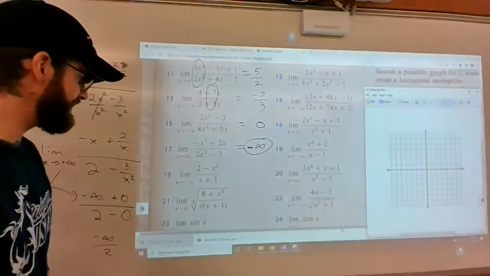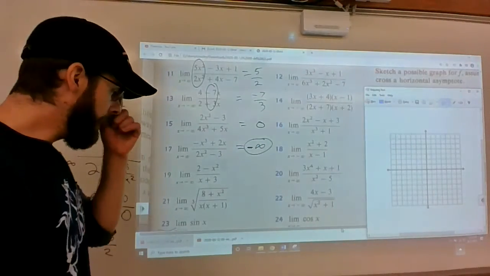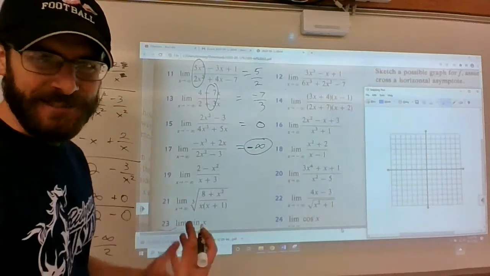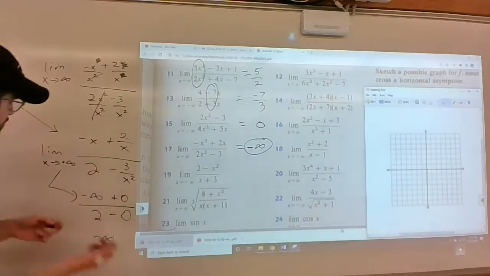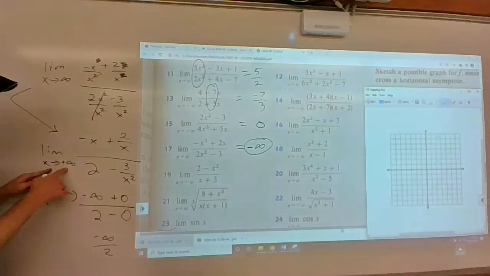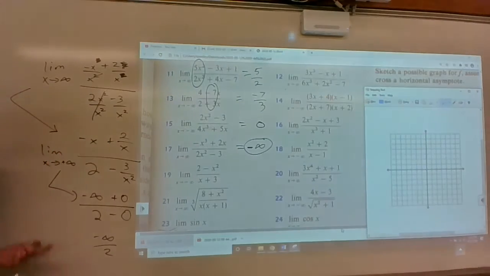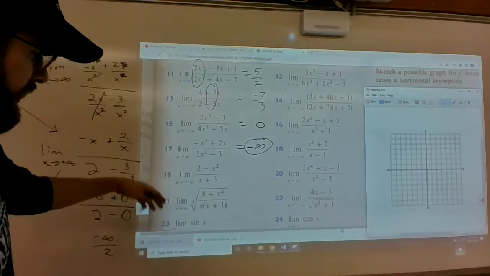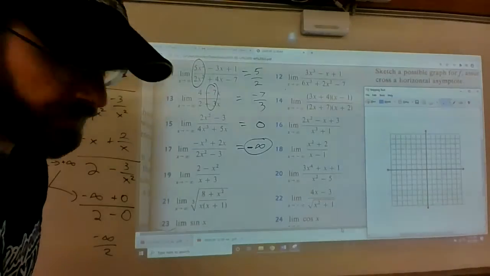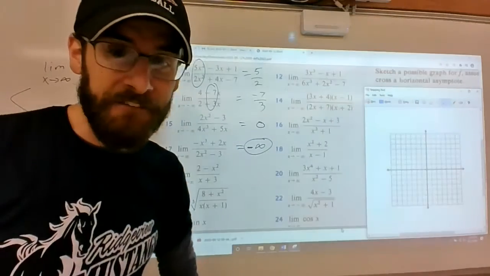Now you can do number 19 pretty much the same way. Plugging in negative infinity, you would just use the rules of a negative creates a positive. Okay, so I won't go over number 19. I think 21 would be a better use of our time because it's got some stuff in there.